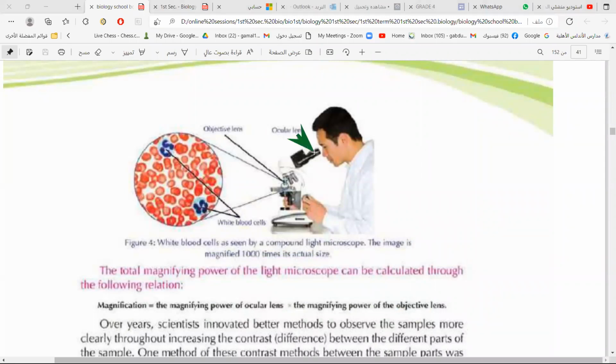Here we have the ocular lens, the lens that you look through with your eyes. And we have the objective lens, the lens near the object which you see under it. And we have the stage, and we have a mirror here to collect the light and make the light fall on the slides or the sample which you study. This is the light microscope we are talking about.